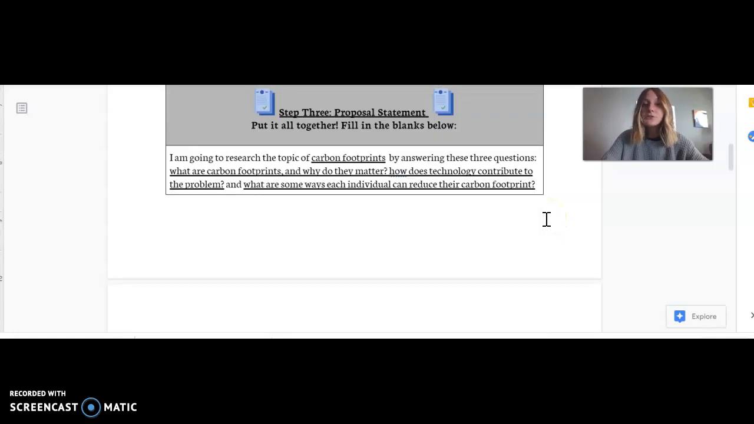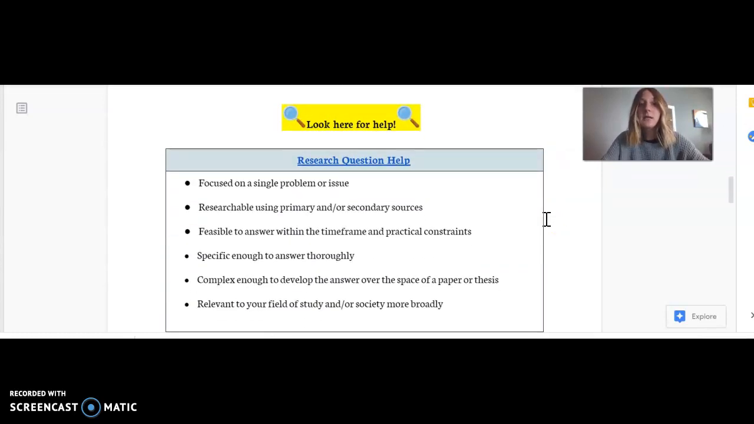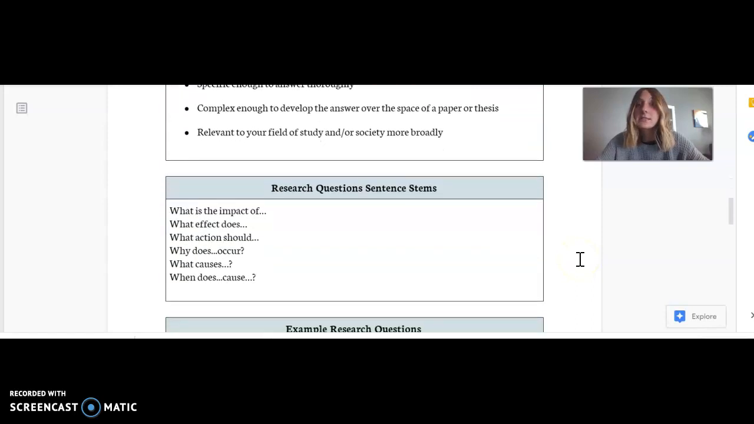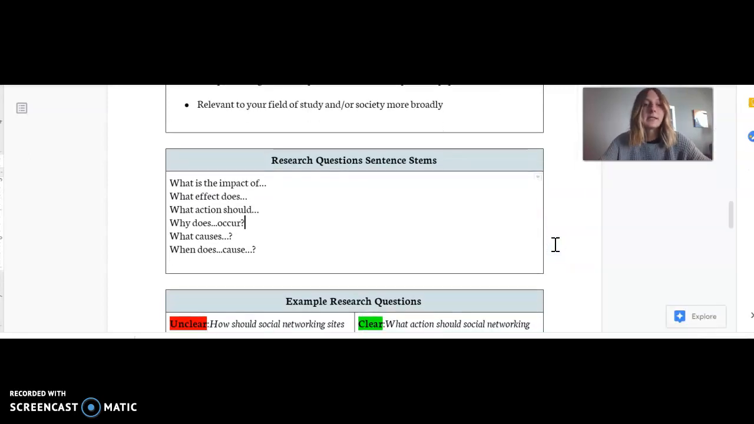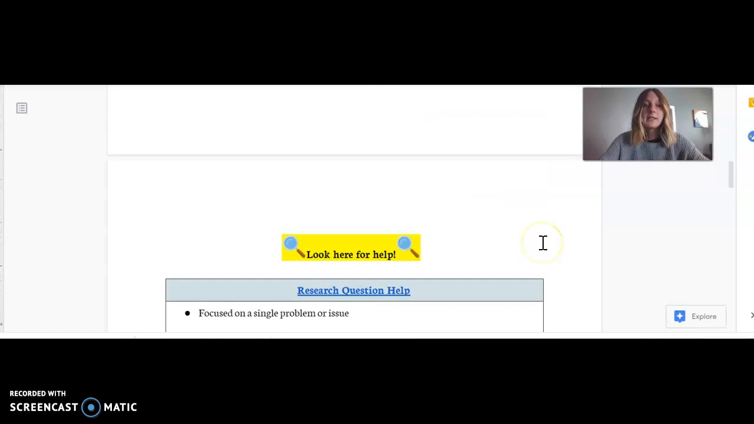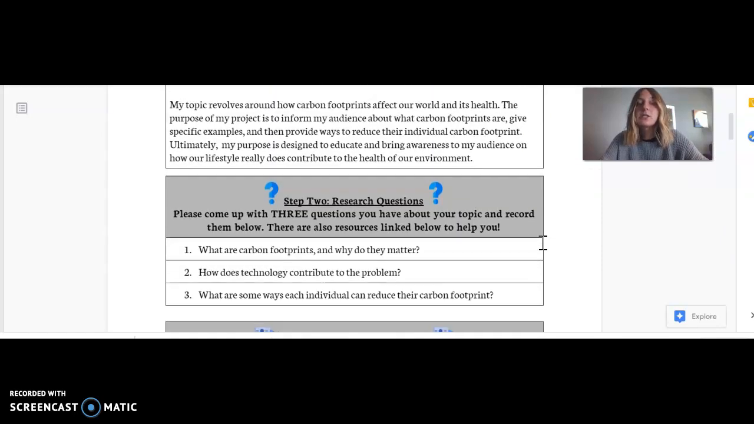If you scroll down, you will see that there are some resources here to help you if you get stuck. So if you need help on research questions, you can look here. Here are some sentence stems for your research questions. You know, what is the impact of technology? What is the impact of food? What is the impact of whatever? What action should be taken? What causes this? And then, here's some ways that questions can be unclear and shifted to be more clear. Okay, if you have any further questions from there, please reach out to your teachers.